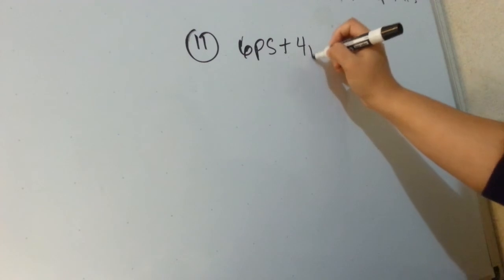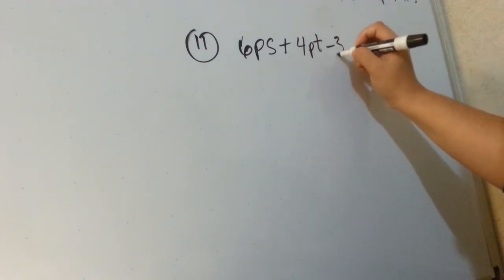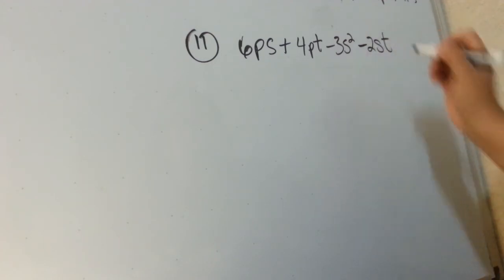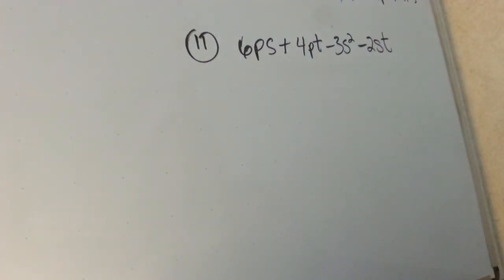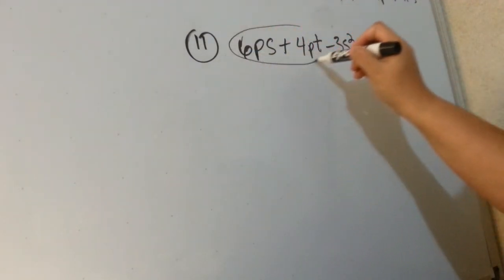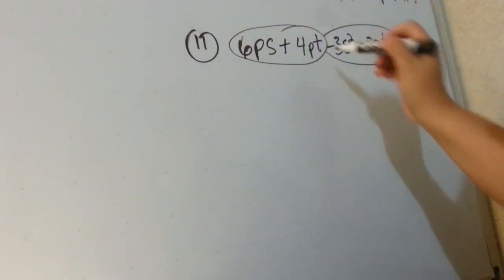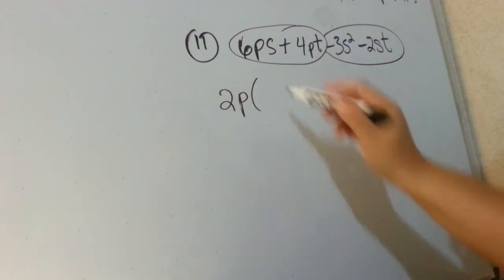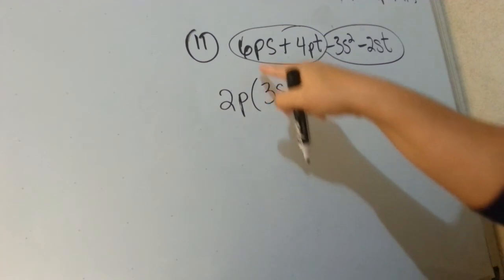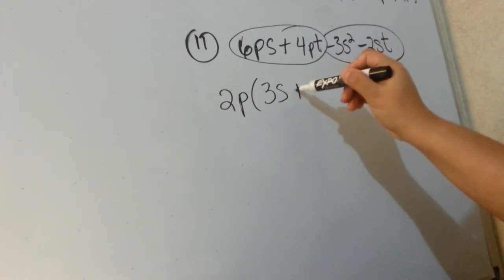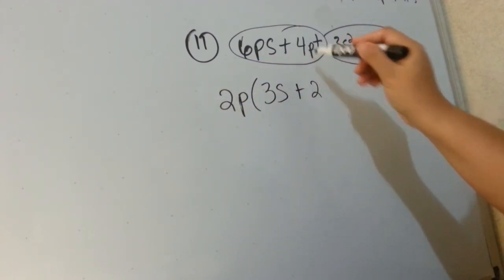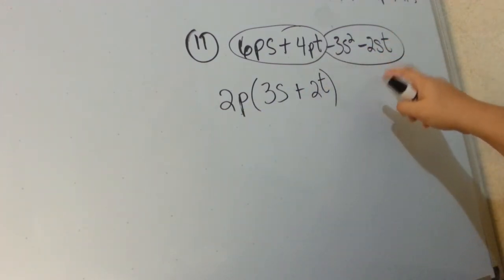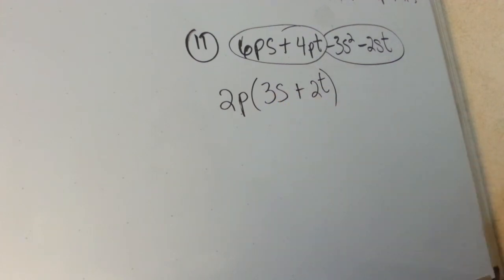6ps plus 4pt minus 3s squared minus 2st. Alright, we said when you had 4 terms that you were going to use factoring by grouping. Alright, so we want to check this out. And we can pull out a 2 and a p, and we'll have a 3s. 2 times 3 is 6, ps. Plus 2 times 2 is the 4. We have the p and I need a t. And what do I have to pull from here to be left with a 3s, 2t?